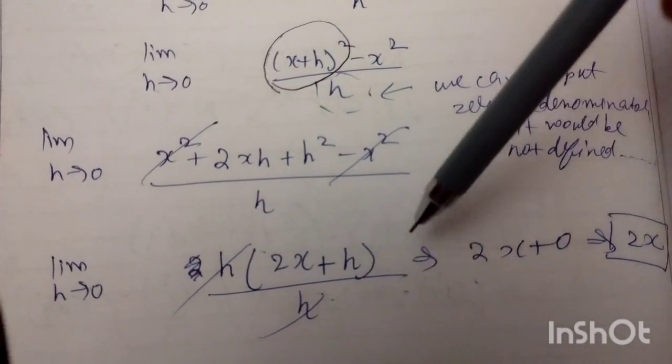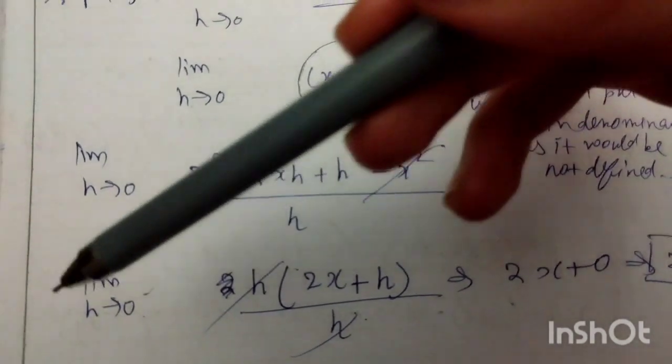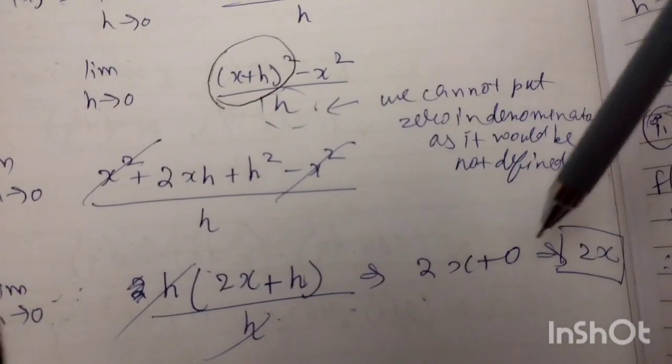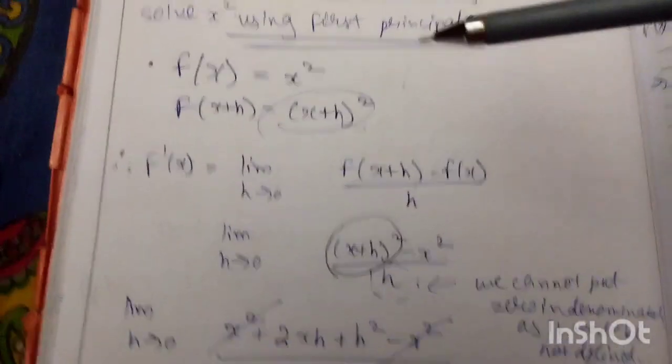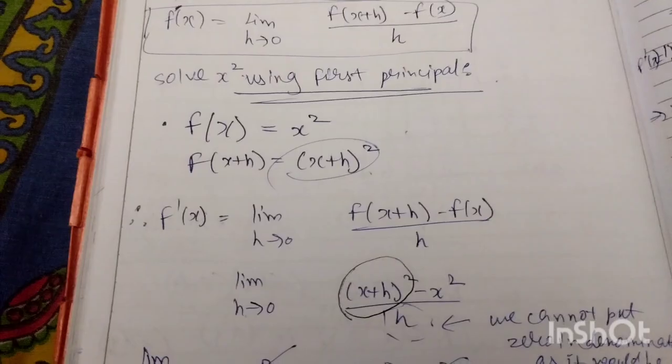That is 2x plus h, and here we have to put 0 in the place of h. So 2x plus 0 is equal to 2x. So the answer is 2x. So by this way we have to solve the sum using first principle.